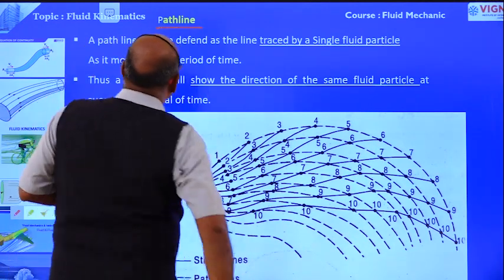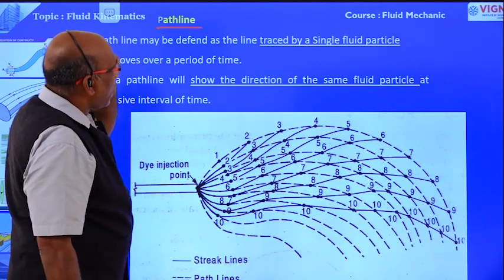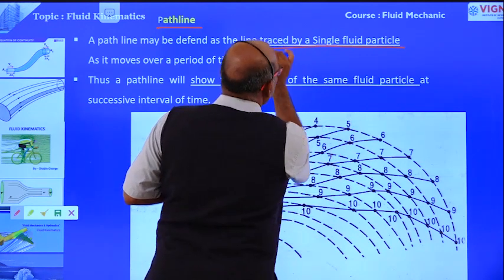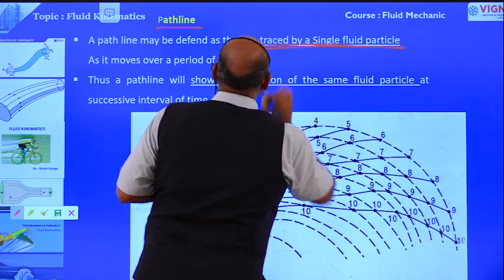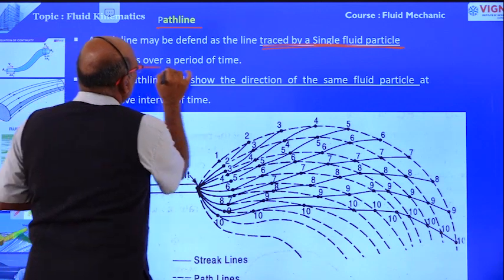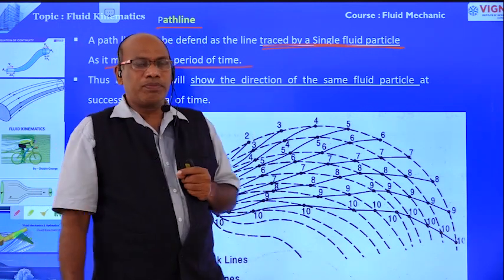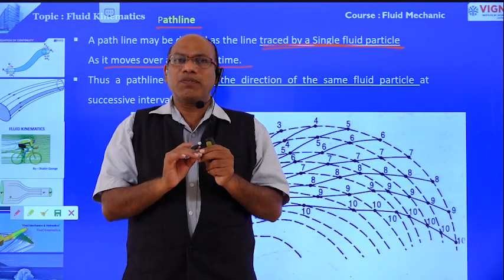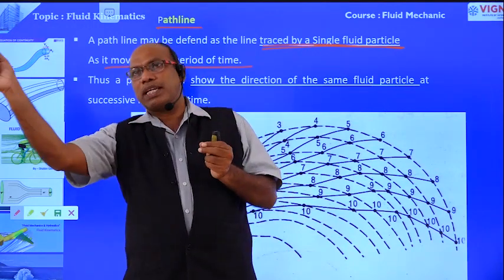Path line may be defined as the line traced by a single fluid particle as it moves over a period of time. Path line means traced by a single particle. For example, this is one particle.